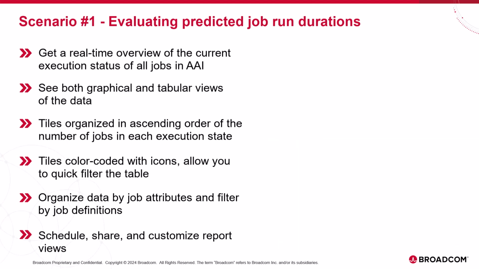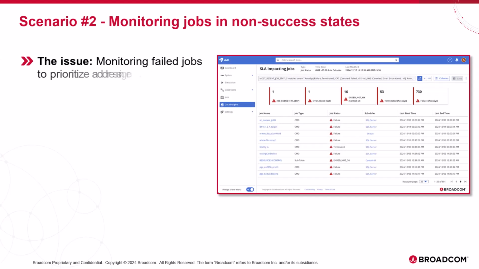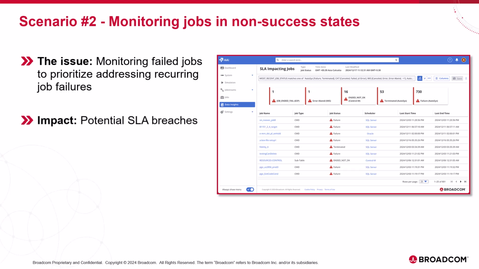Now, let's take a look at another scenario. In this scenario, Alex needs an overview of failed jobs that are part of an SLA so her team can prioritize addressing recurring job failures. She has already created a Job Status Data Insight to monitor SLA impacting jobs, but she also needs to know what machines these jobs are running on so she can also monitor the agents.